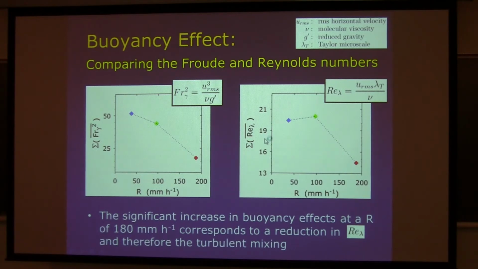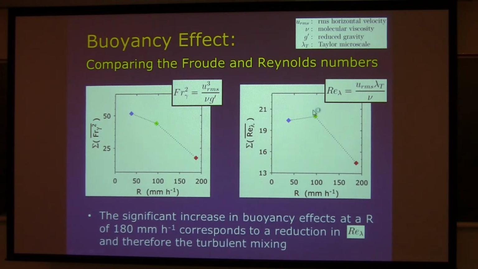But if you compare that to the turbulent Reynolds number, which is a ratio of the inertial forces to the viscous forces, you see the turbulence Reynolds number increases from 40 to 90, and then significantly decreases from 90 to 180. So what this indicates is that although buoyancy forces increase from 40 to 90, the turbulent mixing is still increasing enough that it does not overcome viscous forces at 90 millimeters per hour.